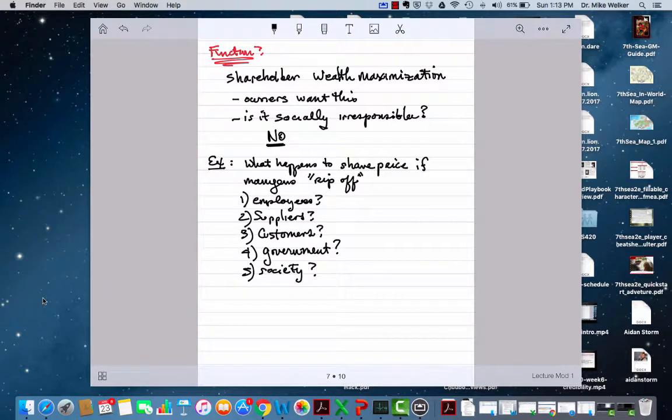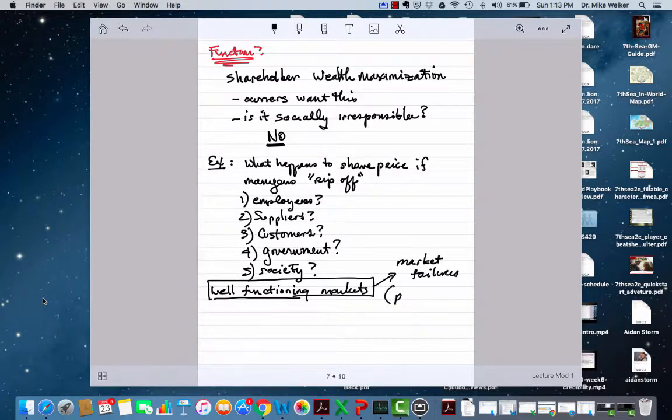Now, this argument assumes that the markets are well functioning, and that might not be the case, right? Not all markets everywhere are perfect. Well-functioning markets, that's an appeal back to economics, and we know that market failures can exist. A clear example is pollution. So, right, society, the environment, is crucial to examine.